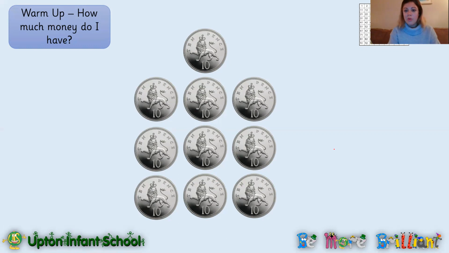We have 100 pence, which is also the same as £1. But we don't need to worry too much about that today, because the most important thing today is that we're counting in tens. So if you want to pause the video now and have a go at counting yourself in tens, each individual 10-pence piece, then that would be a really great idea.